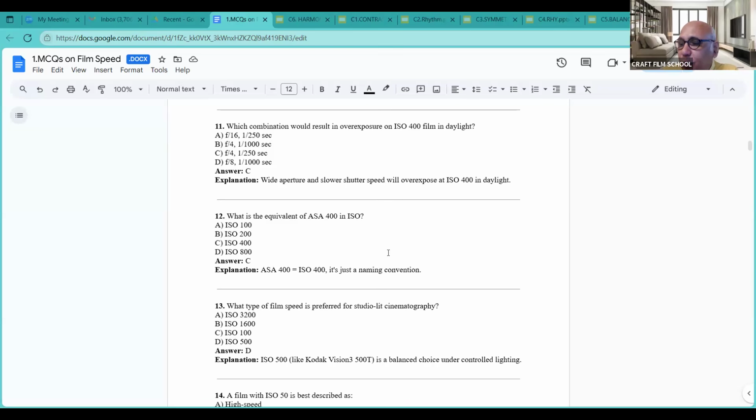Let's say, for example, if I shoot at 1/125th of a second, this is my correct exposure. But if I keep increasing, my film speed is fixed. What I'm doing here is f16 at 1/250th of a second, f4 at 1/1000th of a second, f4 at 1/250th of a second, f8 at 1/1000th of a second.